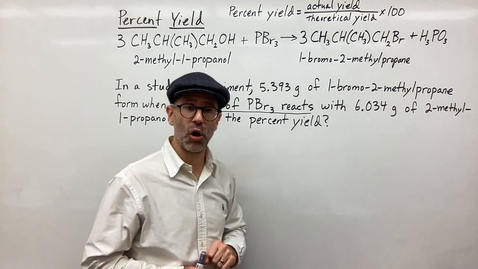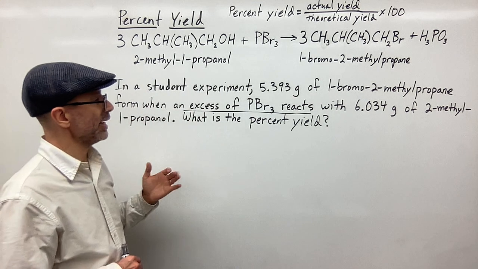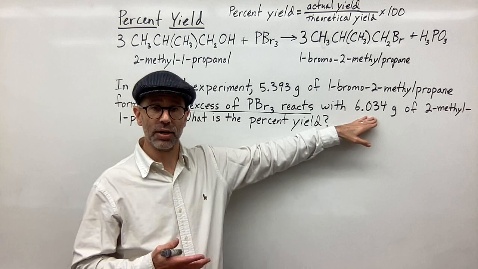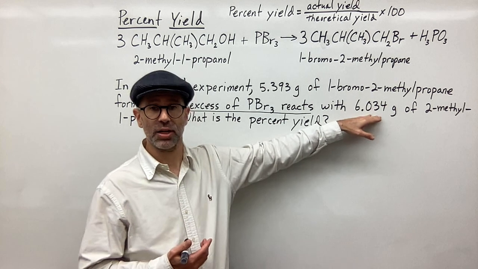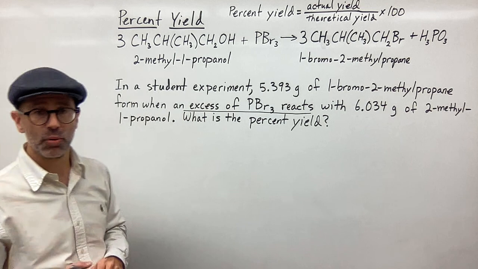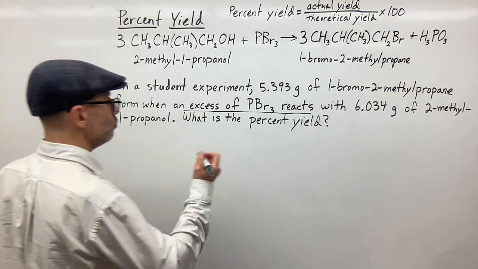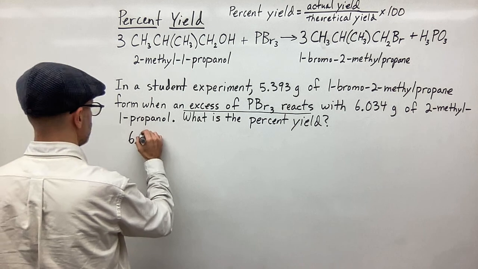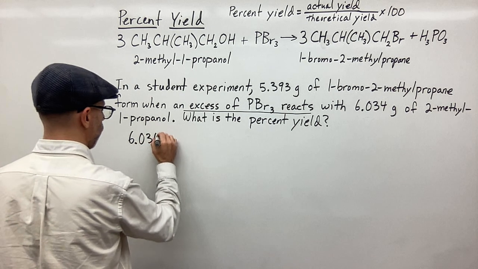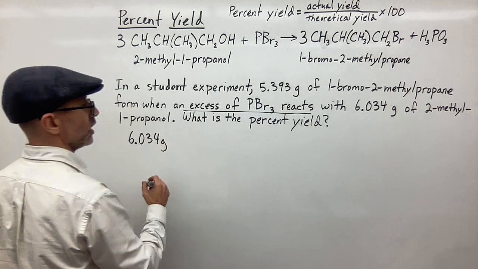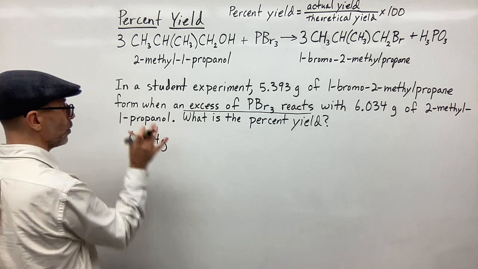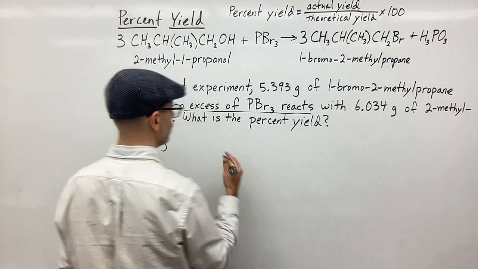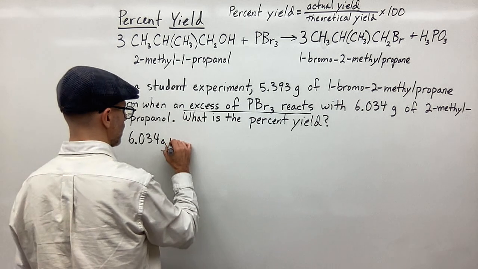That's it. So what we need to do is figure out what's the theoretical amount of the product that would come from this amount of the 2-methyl-1-propanol. So we start with the 6.034 grams of the, and I'm just going to say propanol to make it clear, because we have propanol and we have propane, so 2 different substances. So I'm just going to say propanol.